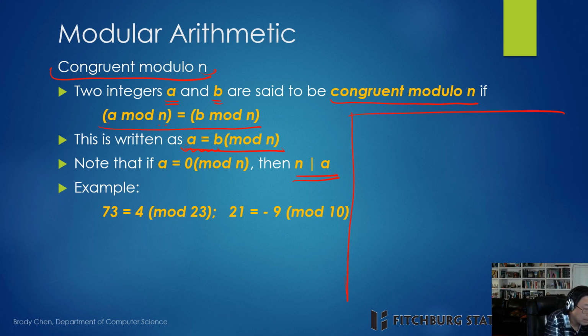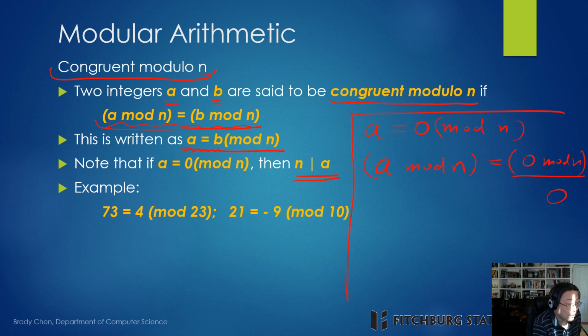Now, what does A congruent 0 mod n mean? This basically means A mod n equals 0 mod n, right? By the definition of congruent. Now, 0 mod n, what is the value? It's the remainder when 0 is divided by n. Now, what is this? It's 0, right? When 0 is divided by any number, the remainder is 0.